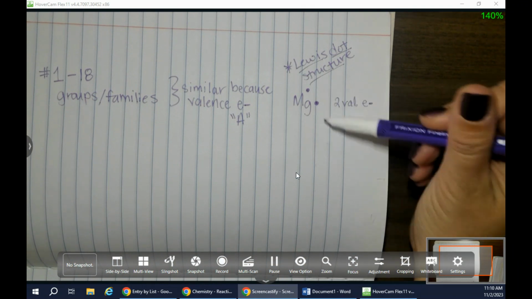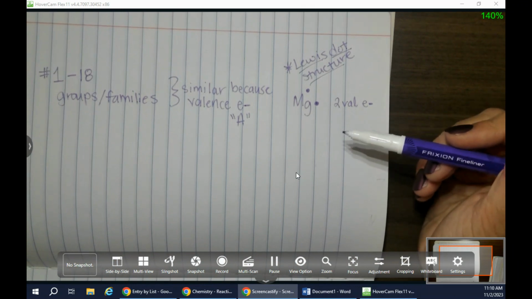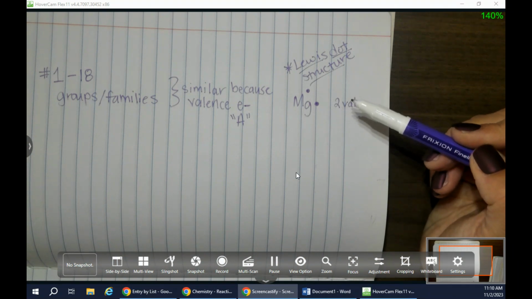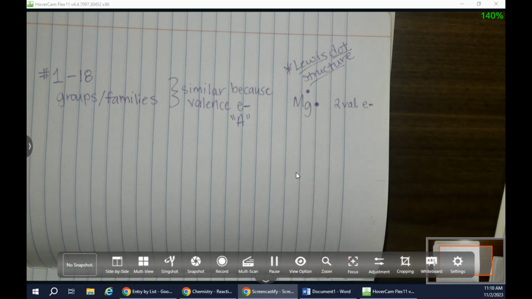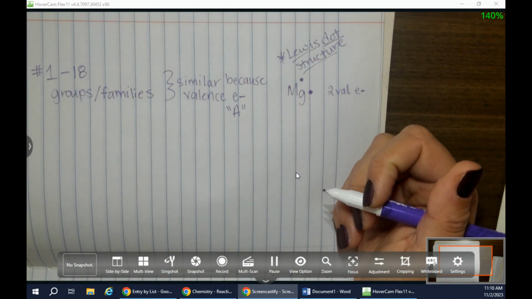What this also kind of starts showing you is that since we know it has a positive charge, we know it's going to lose electrons. It only has 2 to give away. That's something else, right? So these 2 electrons are given away, so then it'll end up with a positive 2 charge. We'll write those across your periodic table as well, okay? But that's kind of where the similarities start coming in.